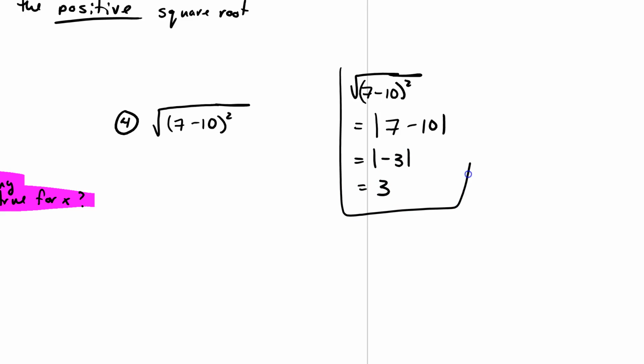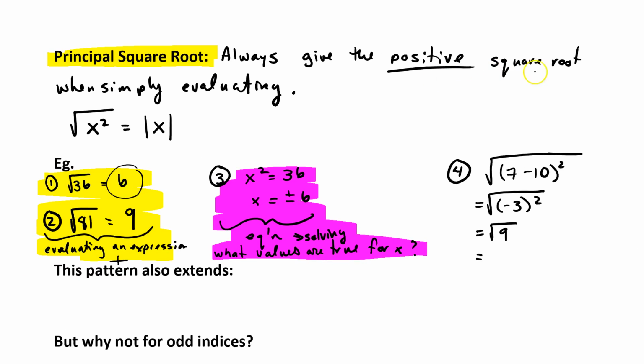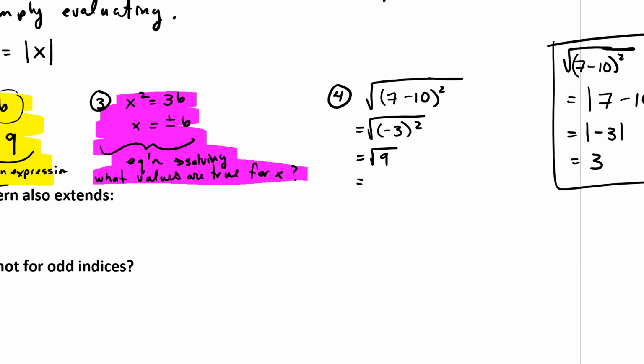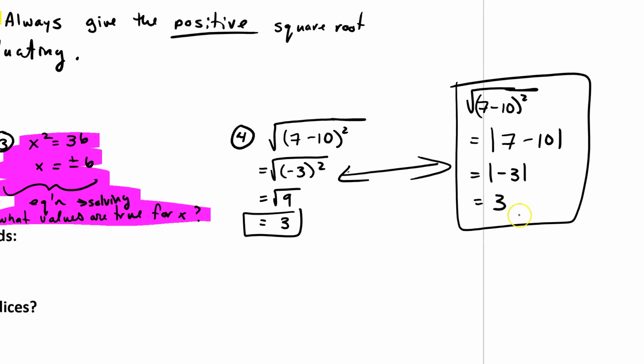So that's what the definition says. Let's use what we know here of BEDMAS, or order of operations. So the square root of negative 3 squared is the square root of 9, and because we always use the positive square root when simply evaluating, we're going to say that this is positive 3. Done. So two ways, one using the definition of principal square root and one using order of operations to get to the same thing.